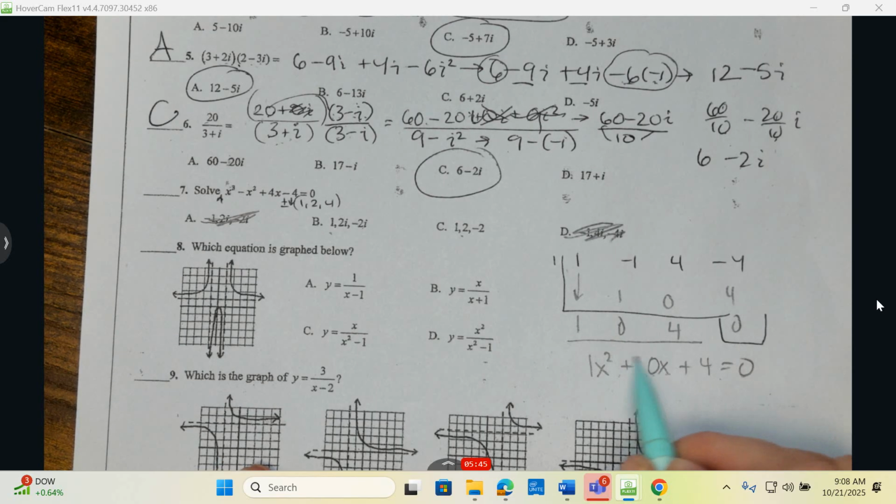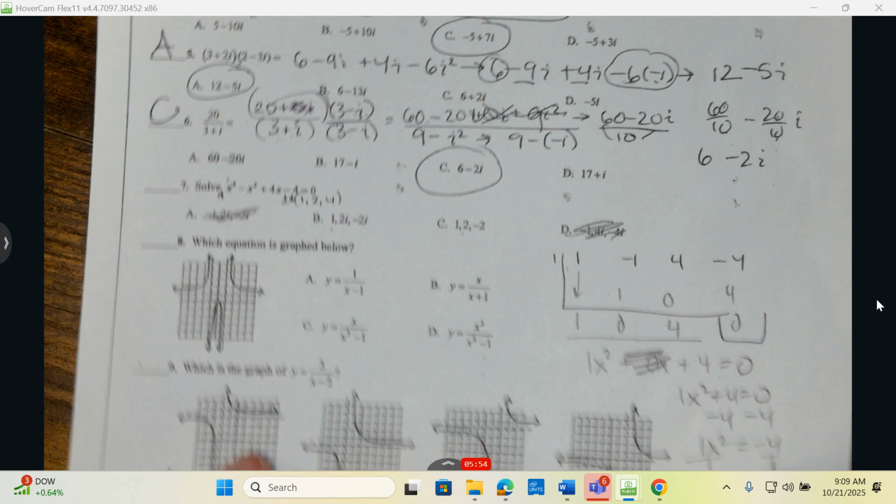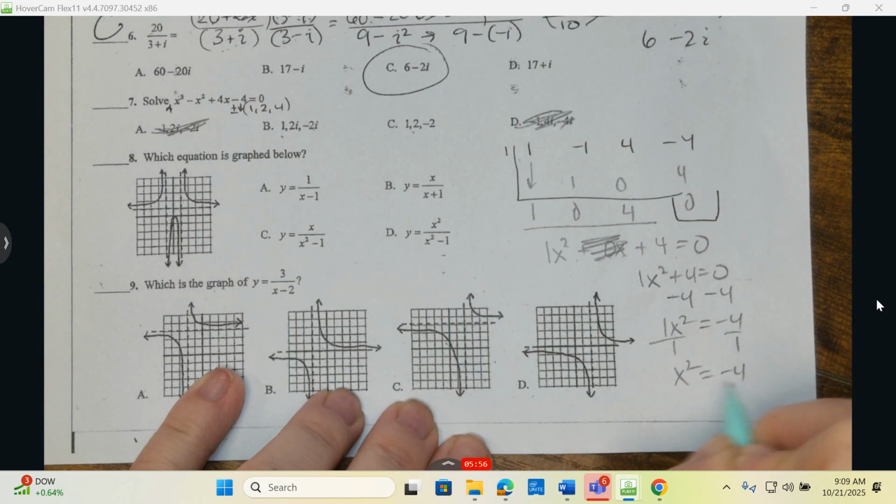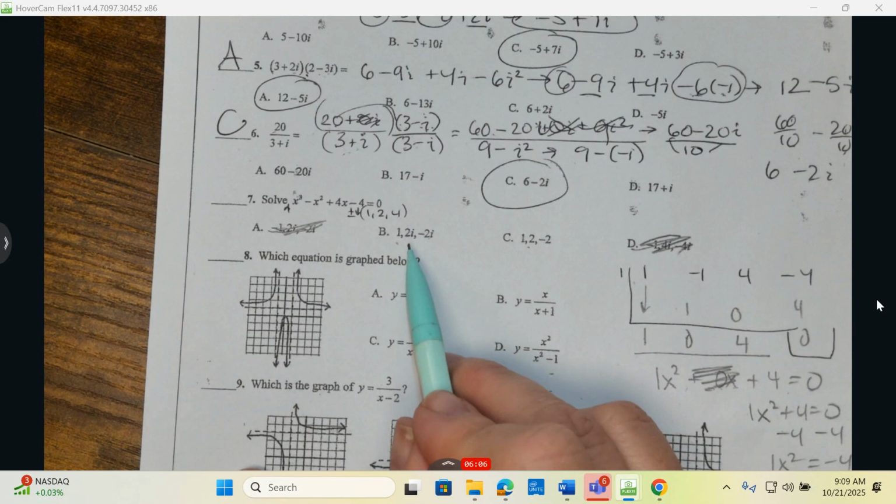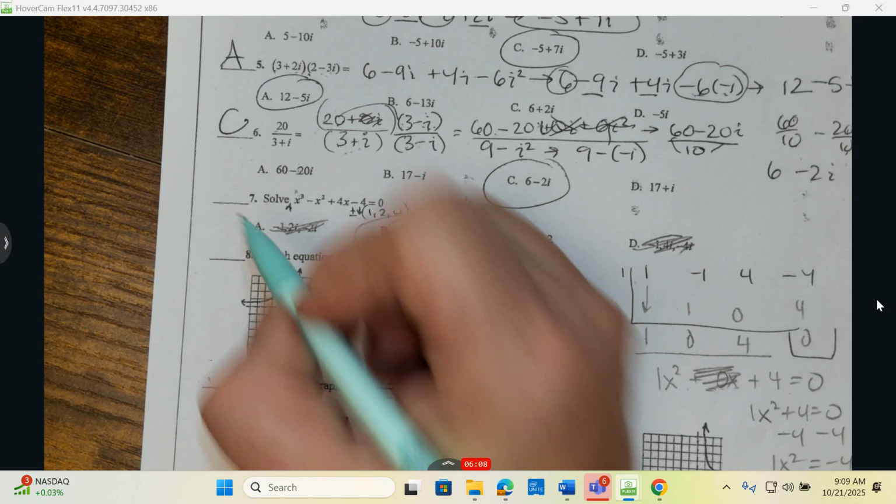Whenever the b term is 0, this cancels off. And then I solve. Two answers. The negative sign comes out as i, and the square root of 4 is 2. So I have positive and negative 2i. Here's positive and negative 2i, option B.